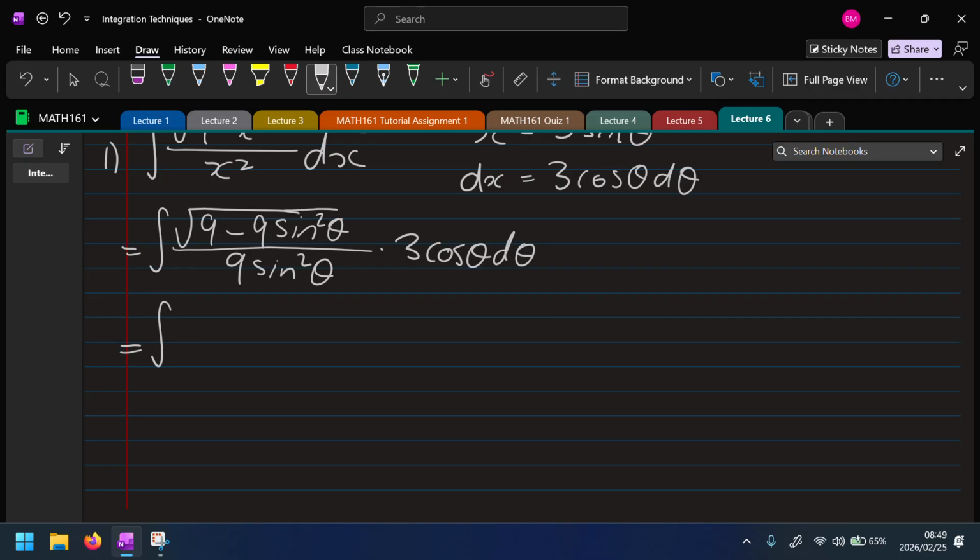In the top, we have a 9 and a 9, so we can take that out of the root. That will become a 3. 1 minus sine squared, what will that be? cos squared. And then we have the root, so that will just be cos. So the top will be 3 cos theta. And then from the dx, we've got another 3 cos theta. And in the bottom, we just have the 9 sine squared. We can leave it there.